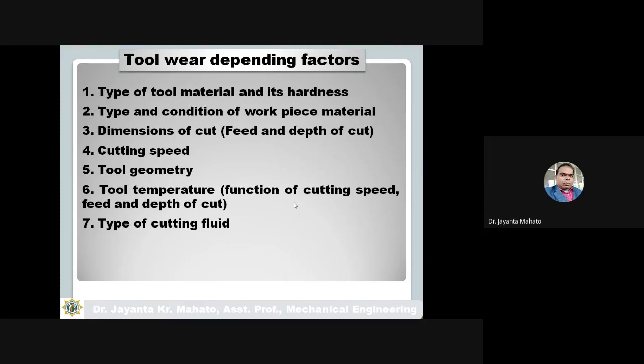Okay, so type of tool material and its hardness means if the tool material is more resistant to wear and has more hardness, then in this case less amount of tool wear will happen. Okay, so depending on the tool material, कौन सी material के tool use कर रहे हो? Is this material resistant to wear or not? And how much is the hardness of this tool material?